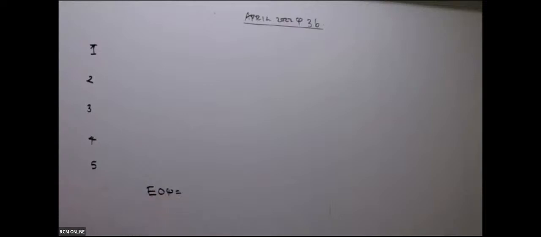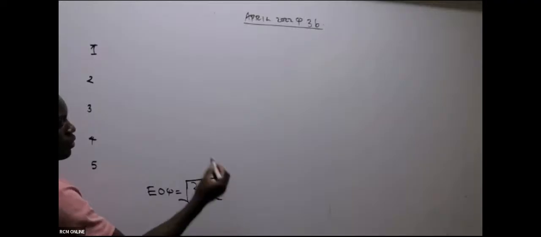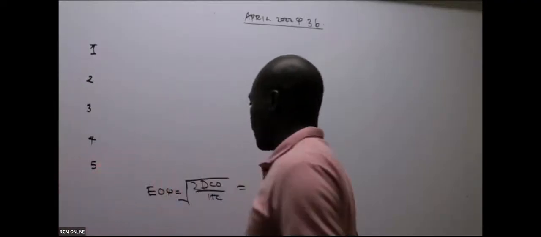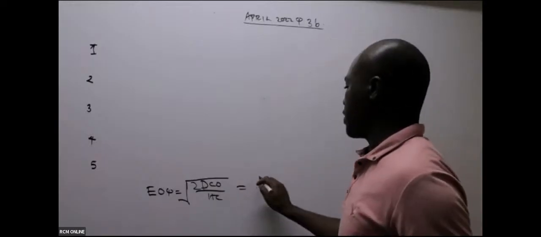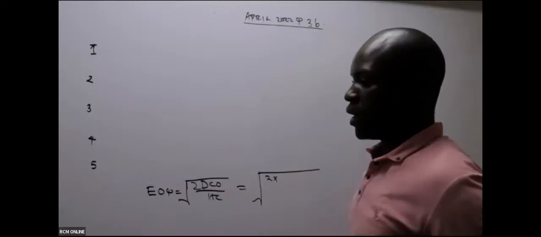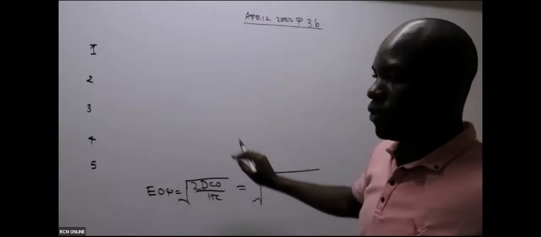Economic order quantity is equal to the square root of 2 times demand times ordering cost, divided by holding cost. Can you tell us what the ordering cost per unit is? Let's start with demand. So we have the root of 2 times demand. What do we have as demand?